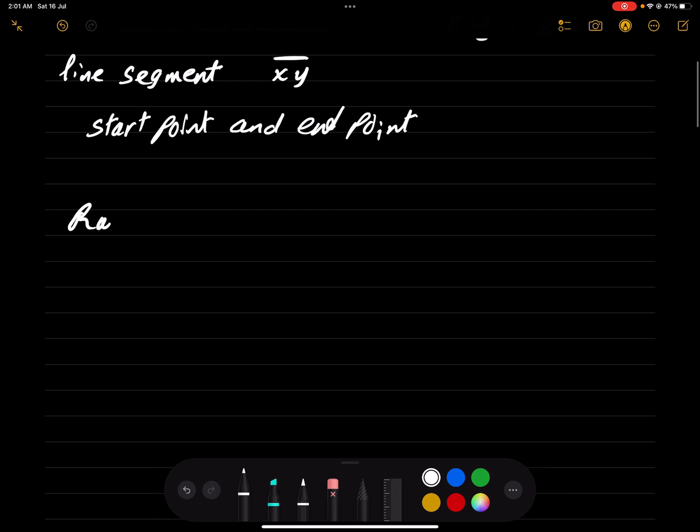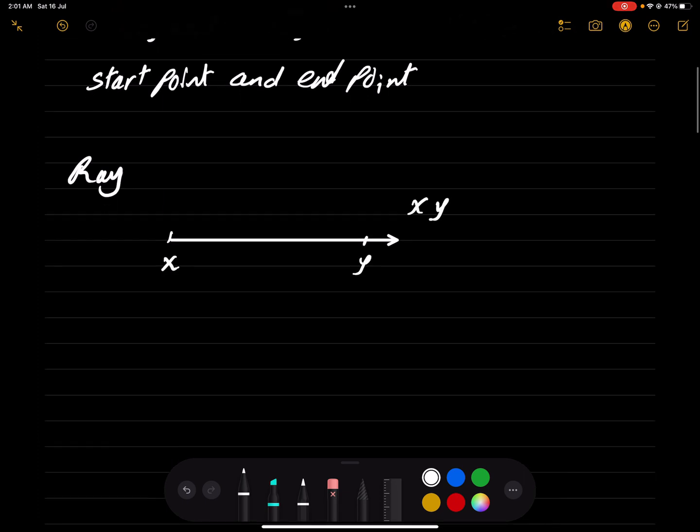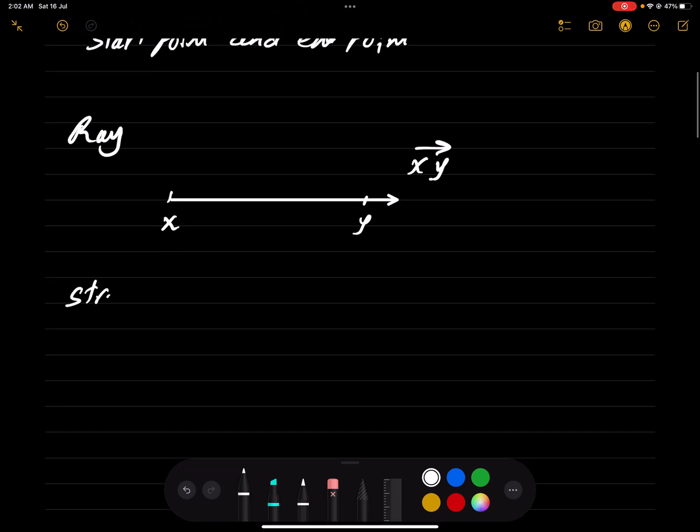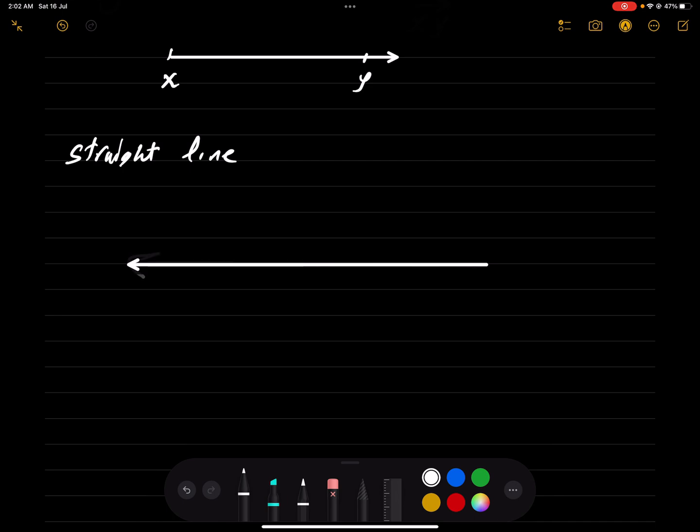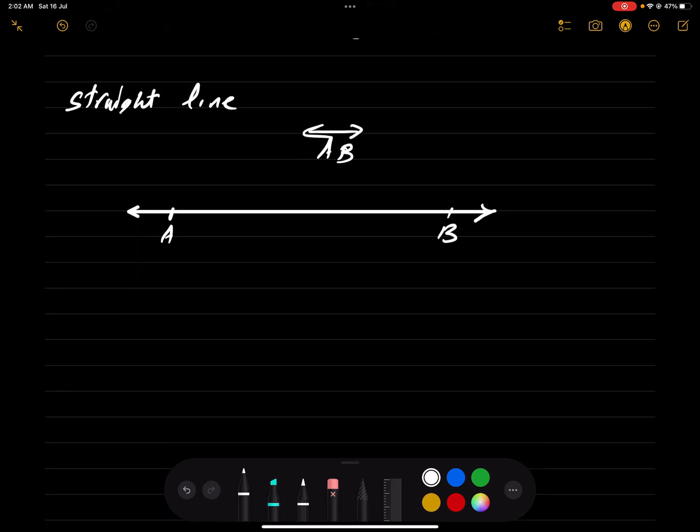What about the ray? You will find the ray has a start point and keeps going in the other direction without ending, which means that it keeps going forever. So if we have here X, Y, you have to put the symbol which represents a ray, like this. What about the straight line? You will find the straight line has neither a start point nor an end point. So the line keeps going forever in both directions, and we will represent it by using a straight line like this.